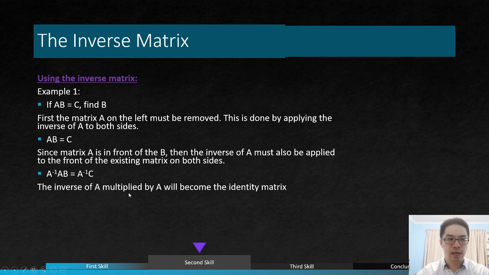The inverse of matrix A multiplied by A will become the identity matrix. So it becomes IB equals inverse of A times C. Now therefore B is equal to inverse of A times C, because I, or the identity matrix, times the matrix B is just matrix B. Hence there.